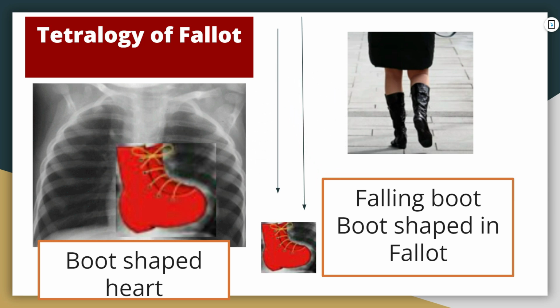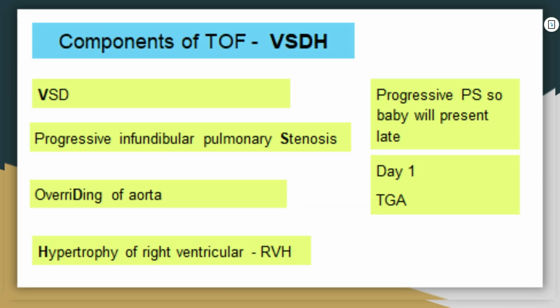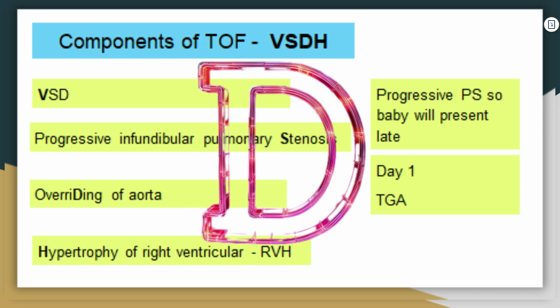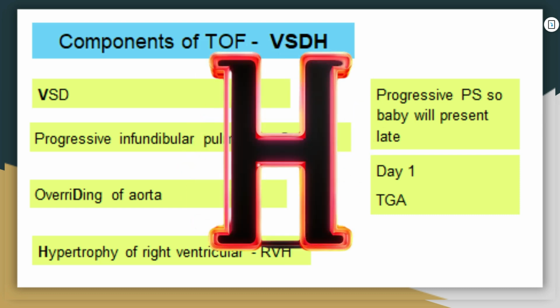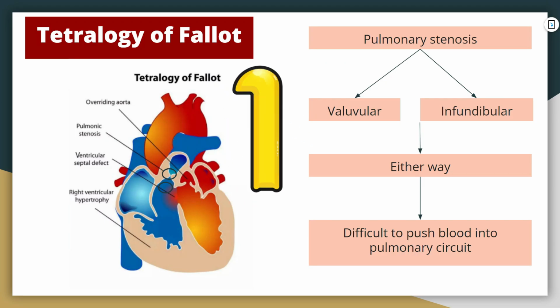Boot-shaped heart is seen in tetralogy of Fallot. These are the components of TOF and the mnemonic to remember is VSDH. V stands for VSD, S stands for pulmonary stenosis, progressive infundibular, D stands for overriding of aorta or dextroposition of aorta, and H stands for hypertrophy of right ventricle. So the first component is pulmonary stenosis, or narrowing of the right ventricular outflow tract into the pulmonary artery. This could be either narrowing of the valve itself or narrowing of the infundibulum. Either way, this makes it harder for deoxygenated blood to get to the pulmonary circuit.